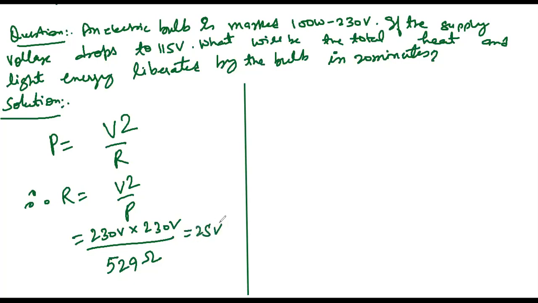Am I audible to you? Yes, sir. Here you will be writing the value of P is 100 watt. So the zeros cancel. It will be 529 ohm.